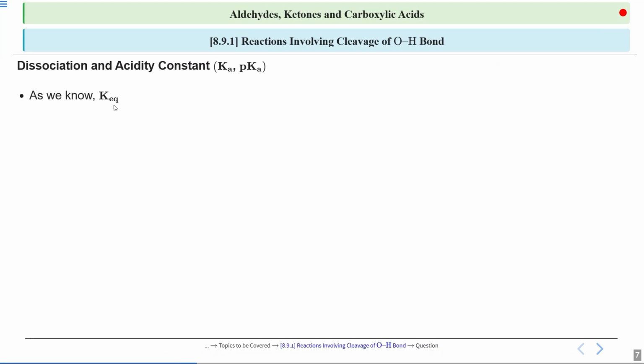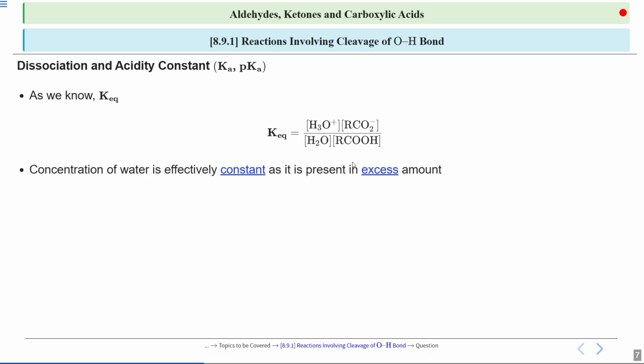Now, as we know, this KEQ is a measure of the extent of chemical reaction. We have already seen that this is equal to the concentration of hydronium ions times the concentration of carboxylate anions divided by the concentration of water times the concentration of carboxylic acid. The concentration of water is considered constant. Why? Because it is present in large excess compared to the other components. We do it basically to simplify our calculation and understand the reaction. So here we are taking the concentration of water, H2O, as constant.